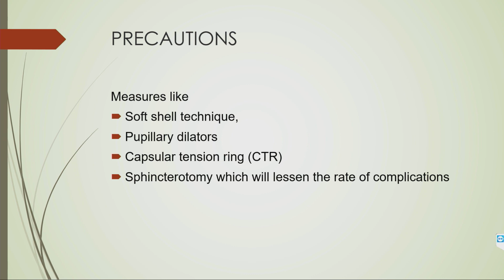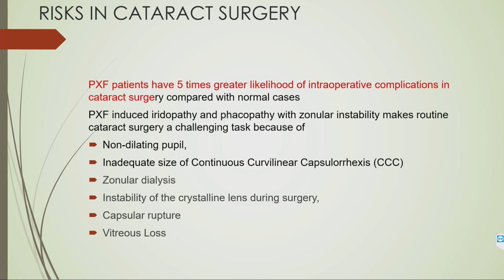So you have to take measures like soft shell technique, that is use of OVDs, then pupillary dilators like rings or hooks, and capsular tension ring, and sphincterotomy, which can lessen the rate of complications.